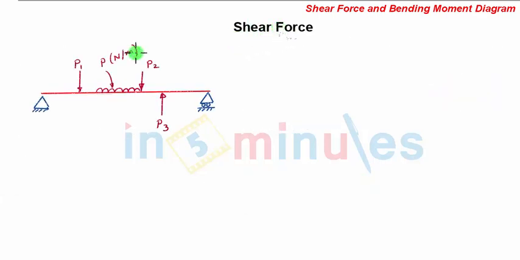Now let's study what we mean by shear force. Consider any simply supported beam. On one end we have a hinge support and on the other end we have a roller support. It is acted upon by three point loads P1, P2 and P3 at respective positions, whereas there is another load P, which is a uniformly distributed load of intensity P Newton per meter, as shown in the figure.